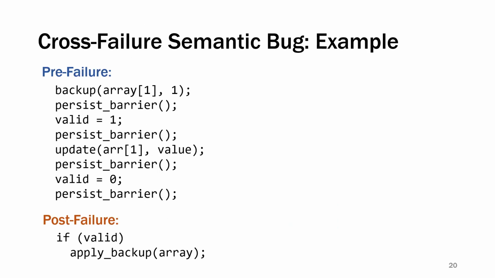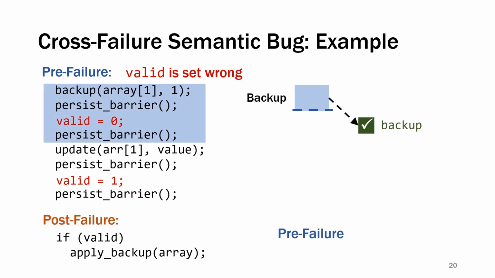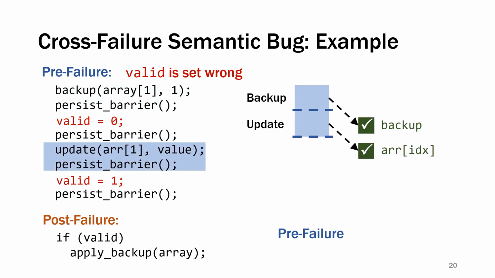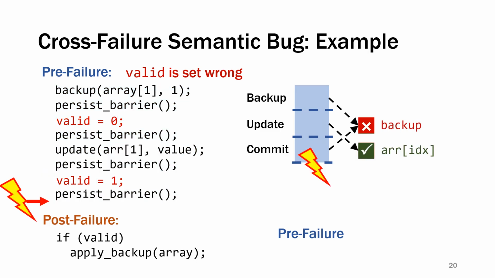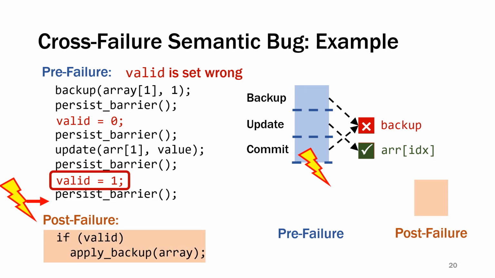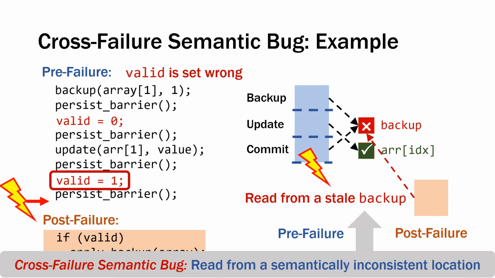Let's take a look at the previous example again. The programmer makes a mistake where the variable is set to run in both places. During the pre-failure stage, the program updates the backup, sets the variable, performs the in-place update, and finally commits the updates. After failure, as the post-failure program depends on the valid, the incorrectly set variable can lead the post-failure program to access an inconsistent location because the backup is stale. So this violates the semantics of the program, and therefore we call such a situation a cross-failure semantic bug, that is, reading from a semantically inconsistent location.